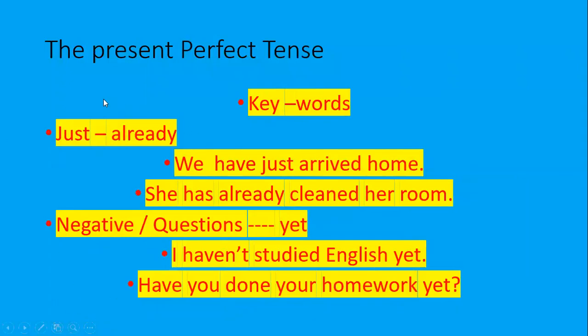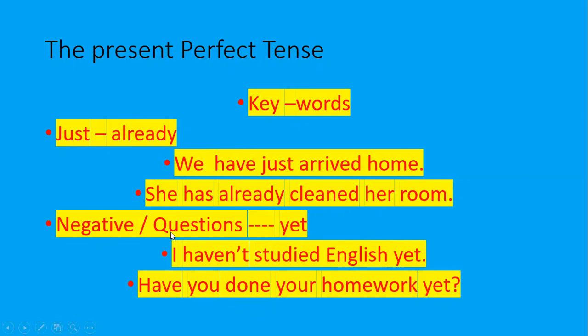The keywords that we must use the present perfect with are number 1, just and already, and these are used between have and has and the past participle. Like, we have just arrived home. So if you are asked to use a sentence with just, you must put have or has before just, and put the verb in the past participle. So we have just arrived home, or she has already cleaned her room.